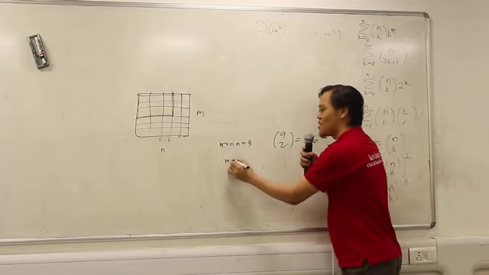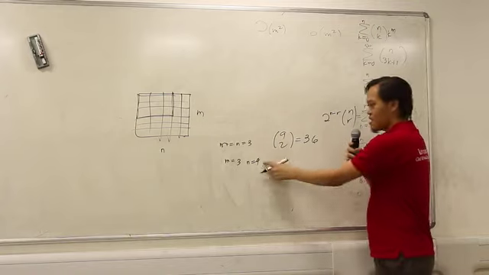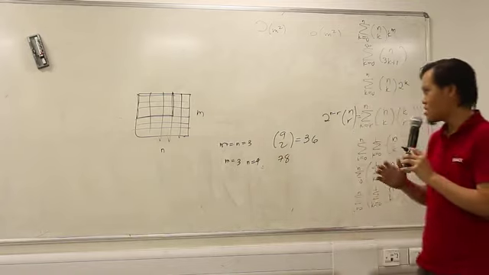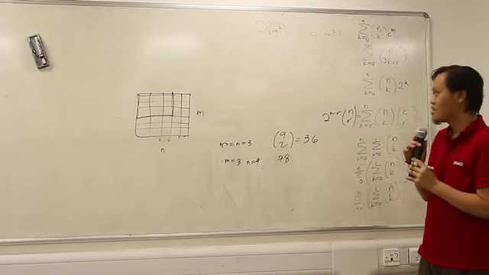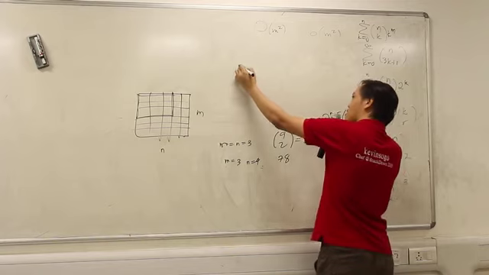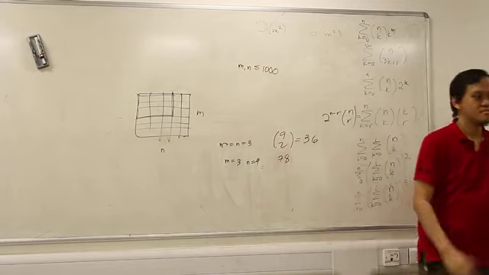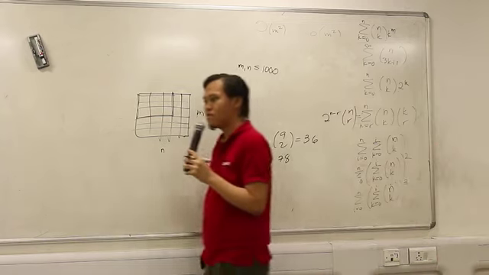In the sample input, you're actually given another case. For this case, the answer is 78. So the general question is, given m and n, what's the answer? The constraints in the problem are this. I'll give you a few moments to think.